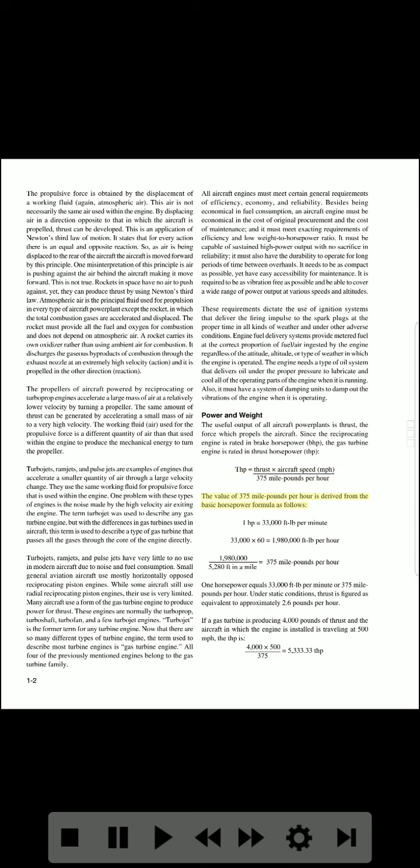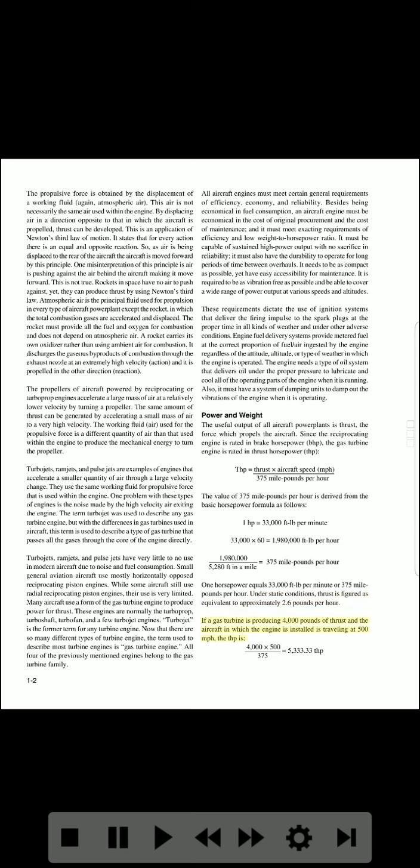The value of 375 mile-pounds per hour is derived from the basic horsepower formula as follows. 1 HP equals 33,000 foot-pounds per minute. 33,000 times 60 equals 1,980,000 foot-pounds per hour. 1,980,000 divided by 5,280 feet in a mile: 1 horsepower equals 33,000 foot-pounds per minute, or 375 mile-pounds per hour. Under static conditions, thrust is figured as equivalent to approximately 2.6 pounds per hour.